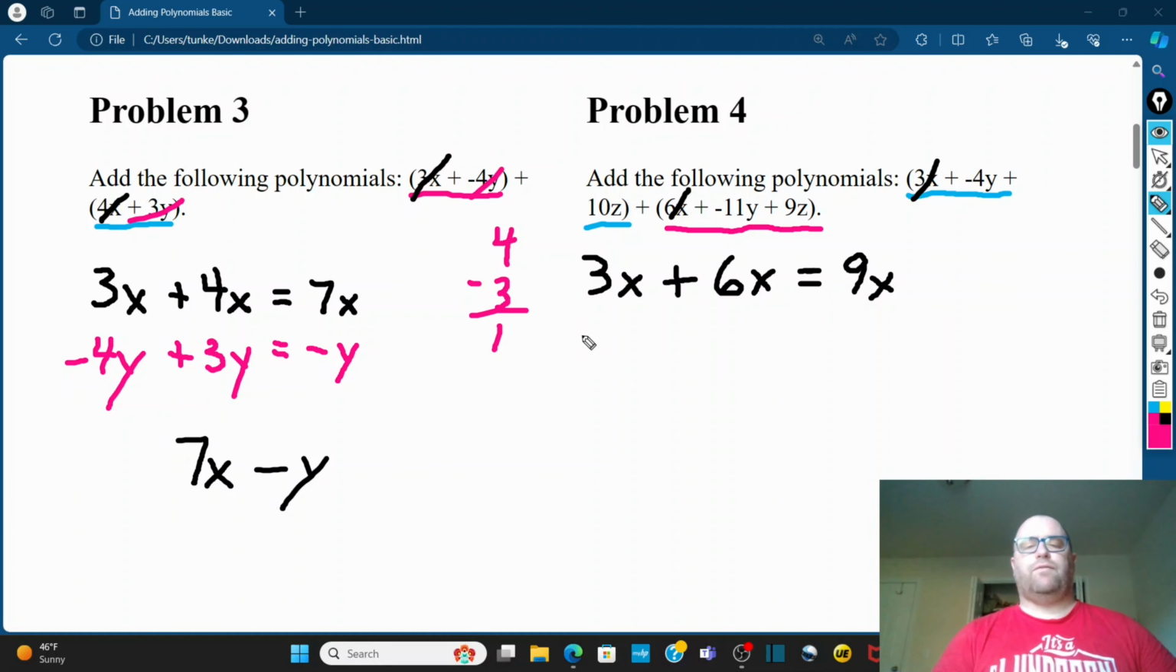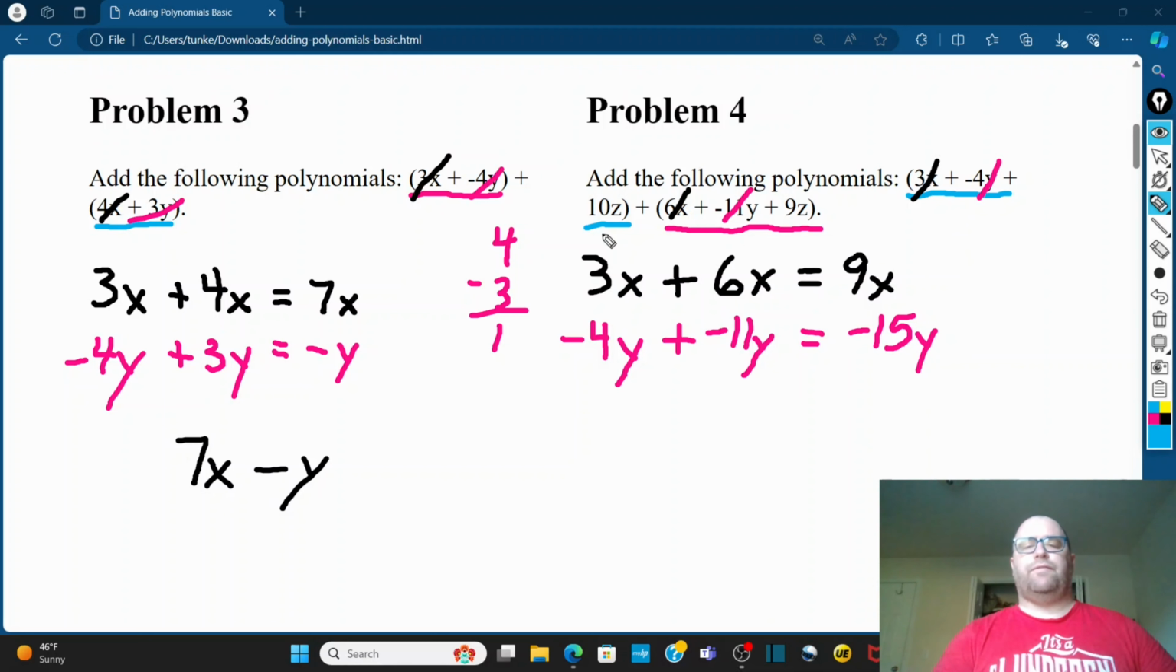Next, we're going to do negative 4y. And we're going to add that to negative 11y. And that's going to be negative 15y. Okay, we'll cross those off as we go.